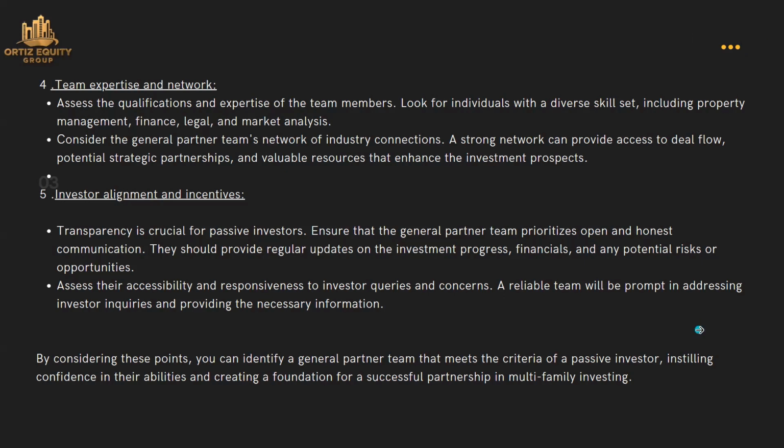Point number 5 here, investor alignment and incentives. Transparency is crucial for passive investors. To ensure that the general partners team prioritizes open and honest communication, they should provide regular updates on the investment progress, financials, and any potential risks or opportunities. Assess their accessibility and responsiveness to investors, acquiring a reliable team. I think we might have already talked about that point, but by considering these points, you can identify a general partners team that meets the criteria of passive investors, instilling confidence and creating a foundation for a successful partnership in multifamily. Some of these points are repetitive, but it's because they're so important.